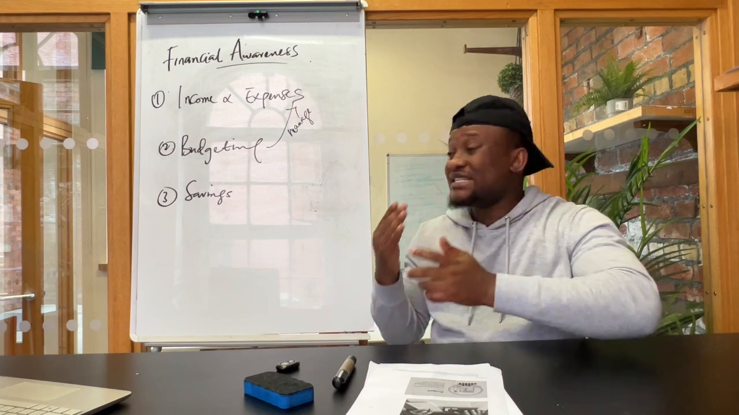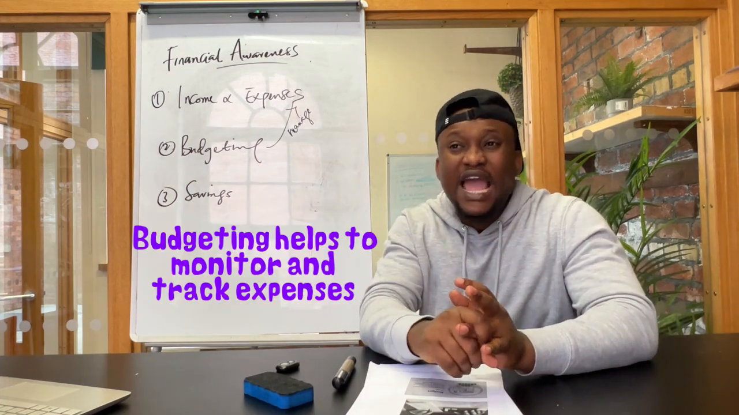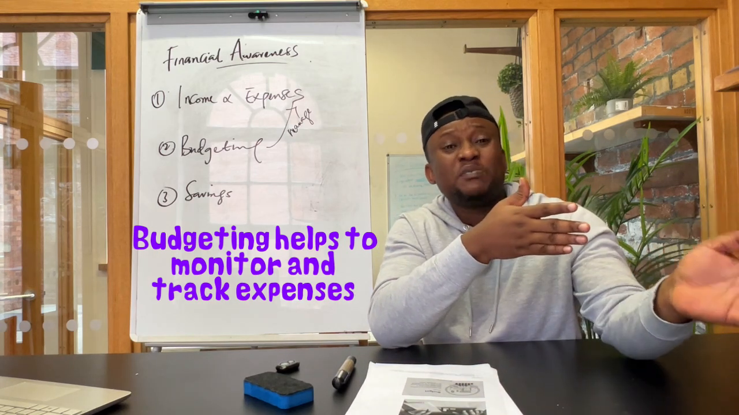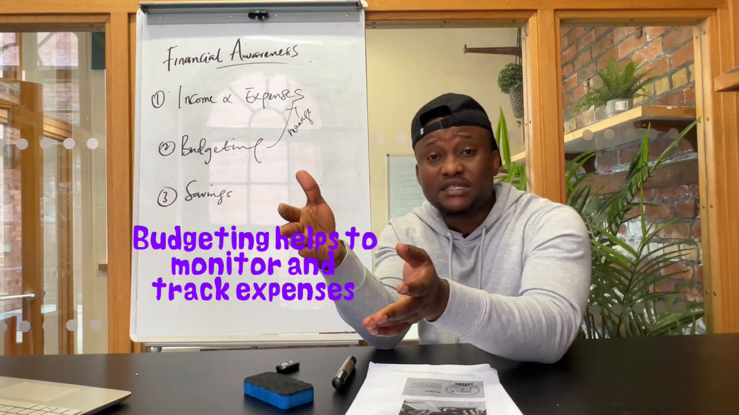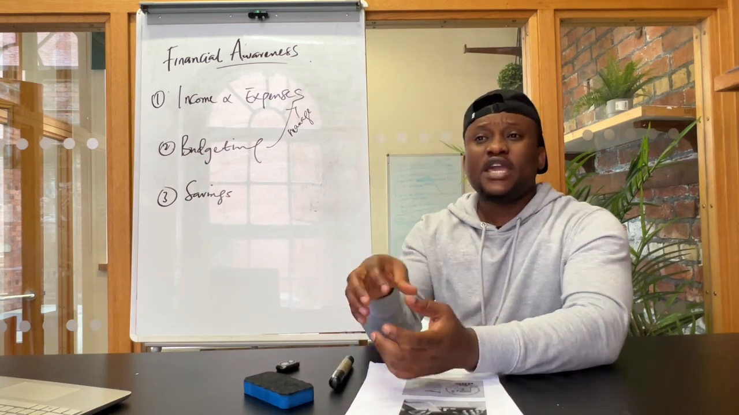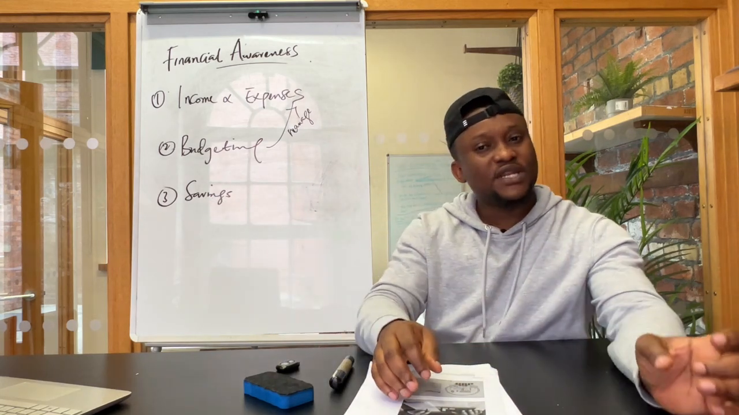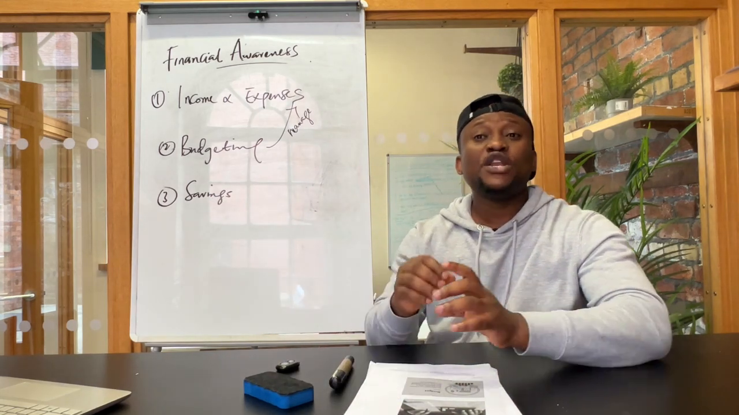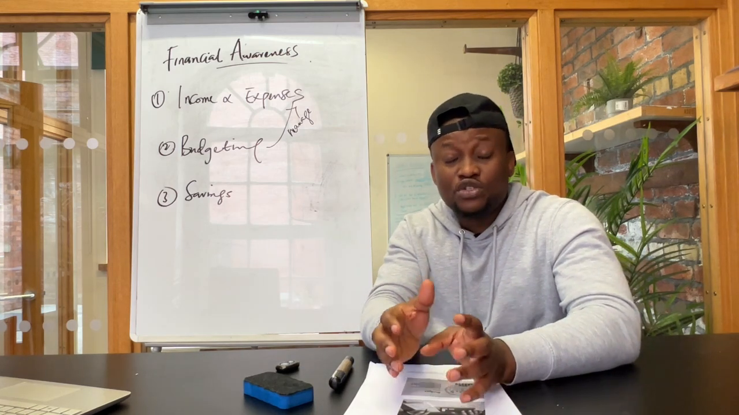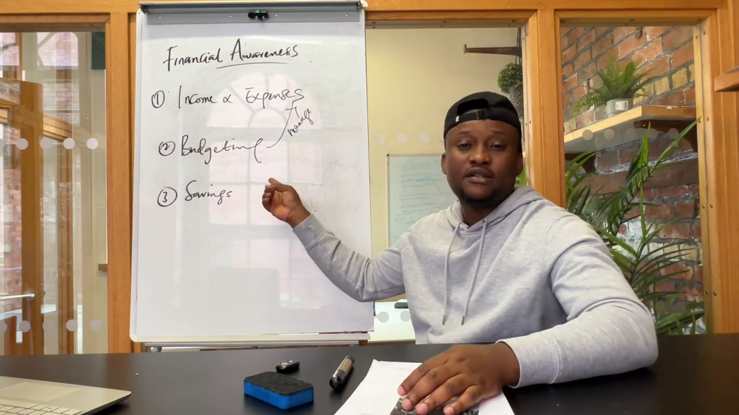Now, what is the essence of budgeting? Budgeting helps us to monitor and track how we spend money. So you can say, oh, this is what I planned to spend, but why am I spending more than this? And then you can look at those expenses and say, okay, can I remove this? Can I stop doing this? Can I stop doing that? The best way for you to manage your expenses is through proper budgeting.